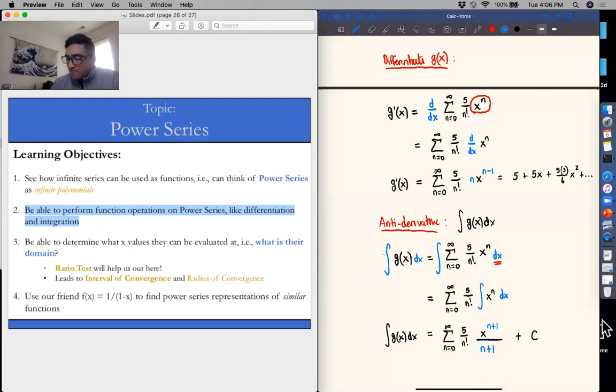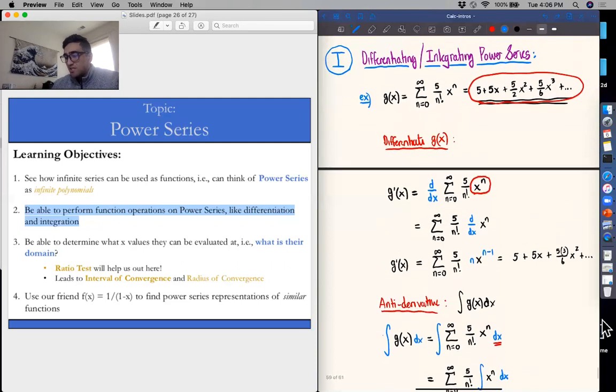So it's nice when we have power series representations of functions, because we can actually do calculus on them in a rather straightforward way, because it's just going to be a bunch of differentiation power rules or a bunch of anti-differentiation power rules.